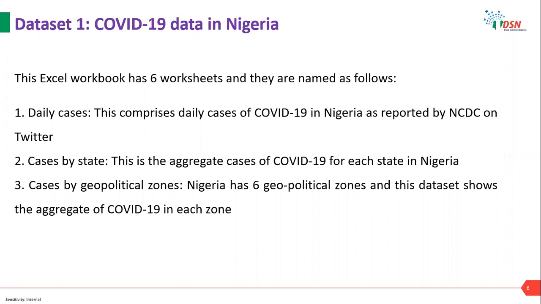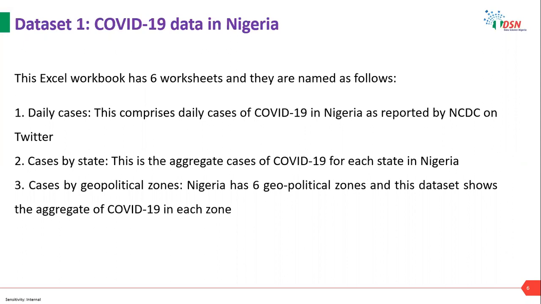The first sheet, we call it our daily cases. This comprises daily cases of COVID-19 in Nigeria as reported by the Nigeria Centre for Disease Control on Twitter. We scrape their data on a daily basis in order to get this data set. Then we also have COVID-19 cases by state. Nigeria has 36 states, including FCT, which is the Federal Capital Territory. A state in Nigeria is the same thing as a province in other countries.